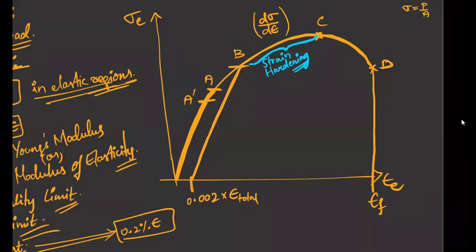Now what happens after UTS? Once a material hits the UTS, it means that it can't bear a load more than that. We are talking with respect to the initial dimensions. First thing, from here there will be another phenomenon called necking. The stress increased because of strain hardening, but my stress is again decreasing because of the necking.